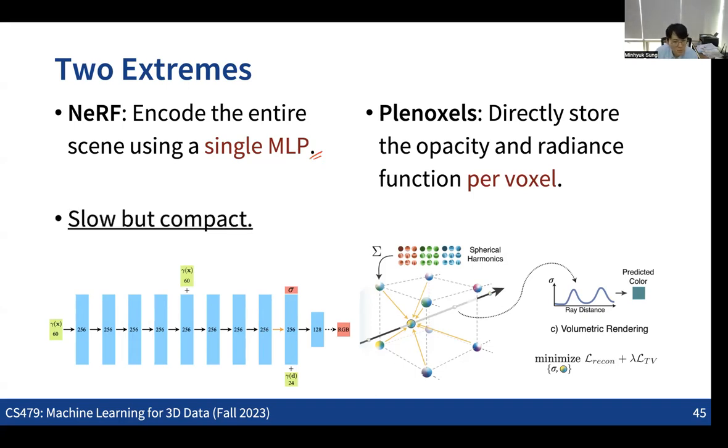And the pros and cons that we could see is that NeRF was the case where we had a very slow speed, but also a very compact representation for the entire scene. Plenoxels was the opposite. The optimization and the rendering become way faster, but it also takes lots of memory. So how can we make some kind of hybrid version between these two? That's the basic idea that we are going to discuss here.